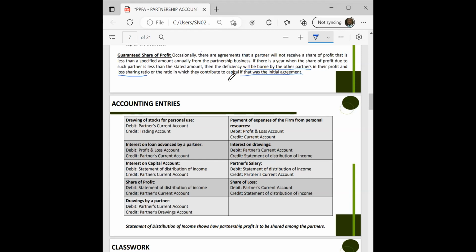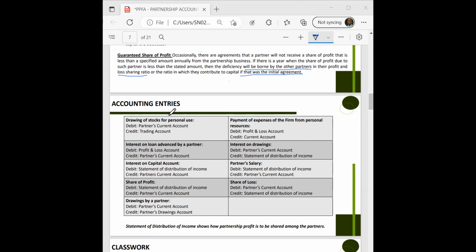Are they debit balances or credit balances? Exam is in a few days. This one is a TS1 question. The partner's current account or capital account, is it a debit balance account or a credit balance account? It's a credit balance account. Thank you. So it's a credit balance account.